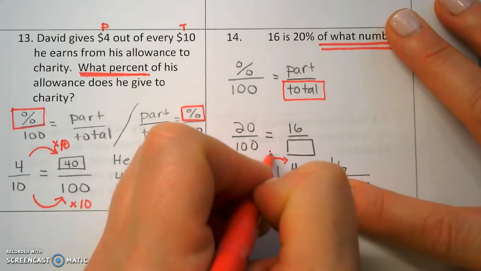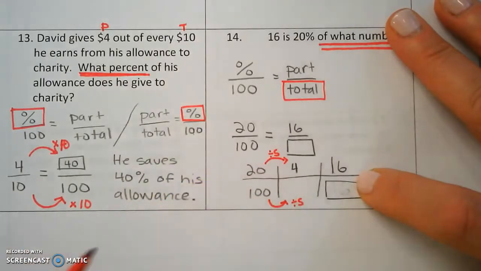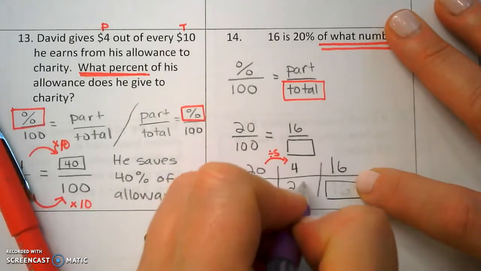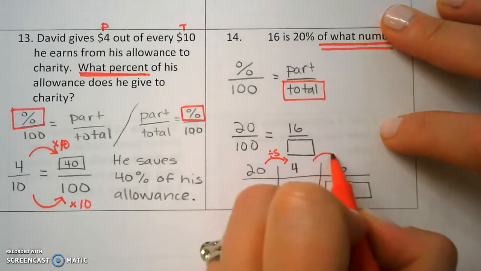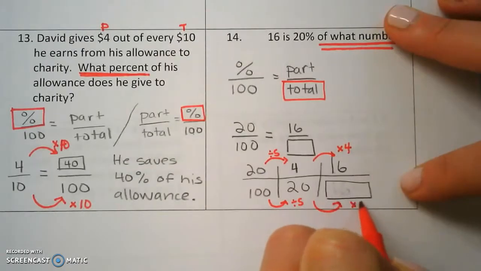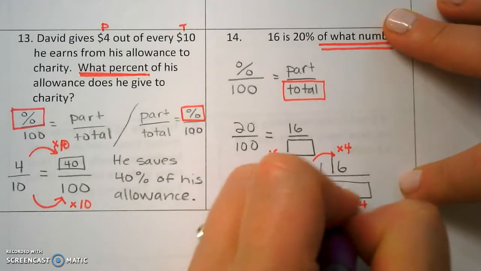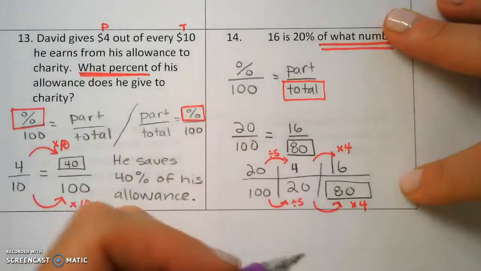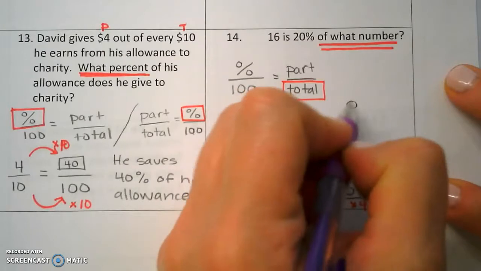To go from 20 to 4, I had to divide by 5. And I'm going to do the same thing here to 100. 100 divided by 5 is 20. Now to go from 4 to 16, I had to multiply by 4. So to keep these ratios equivalent, I need to multiply that bottom term by 4 as well, and 20 times 4 is 80. So, there it is. 16 is 20% of 80.